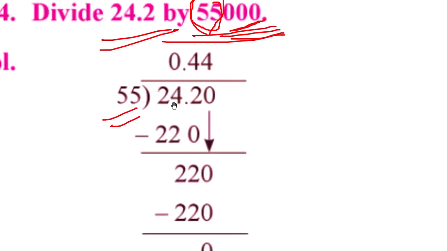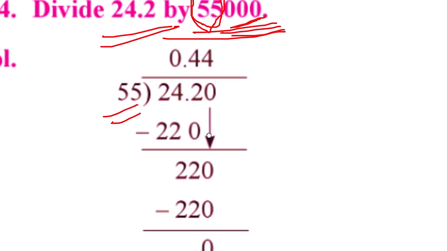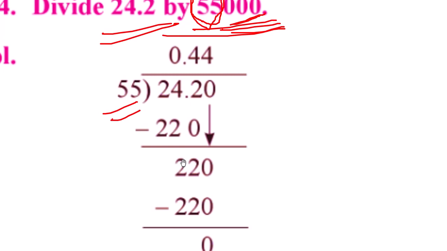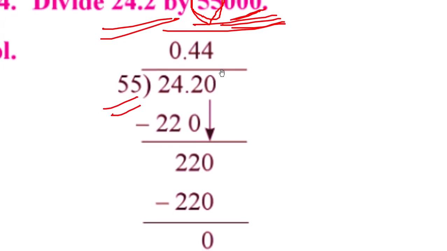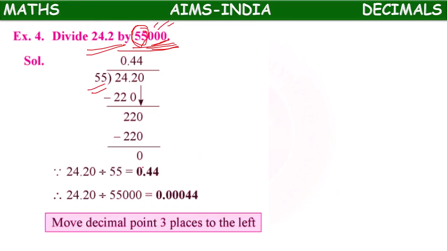The numerical part 24 is less than 55. We can keep 0. Point above point. We have to consider one more number. It will become 242. 55 4 times is 220. 242 minus 220 is 22. There is a 0, we can carry it down. 55 4 times is 220, remainder 0. This is the division. So, 0.44 we have got.